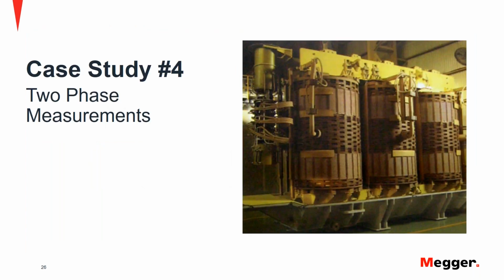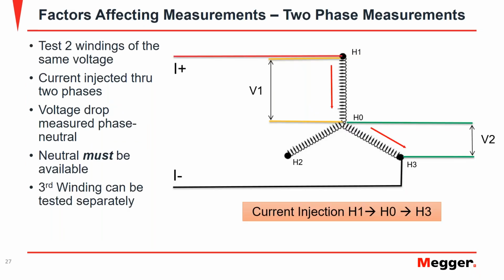Now let's move on to our next case study. This case study deals with two-phase measurements. Let's understand the concept of two-phase measurements. In this case, we have two windings that are measured, but they're on the same voltage side of the transformer. So if you're testing the A phase and the B phase on, for example, the high voltage side of the transformer. In this method, current is injected through two phases.